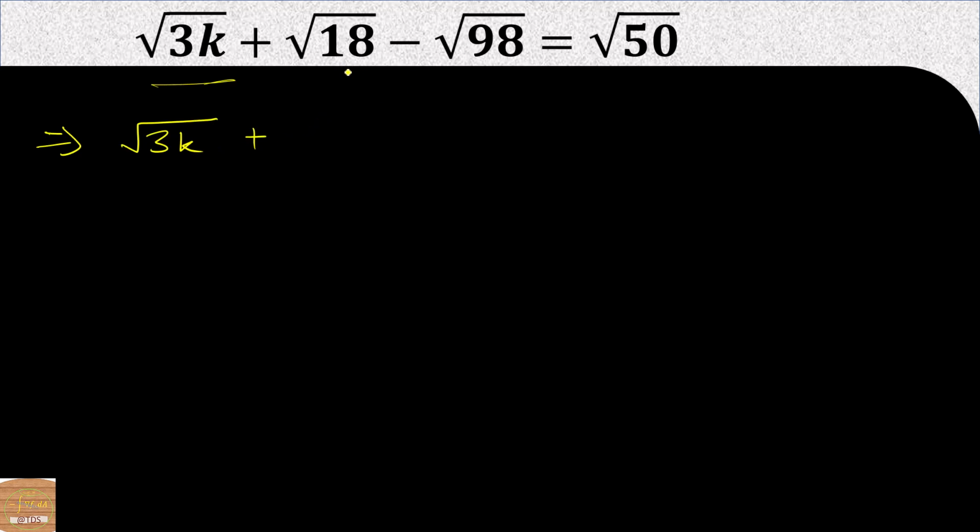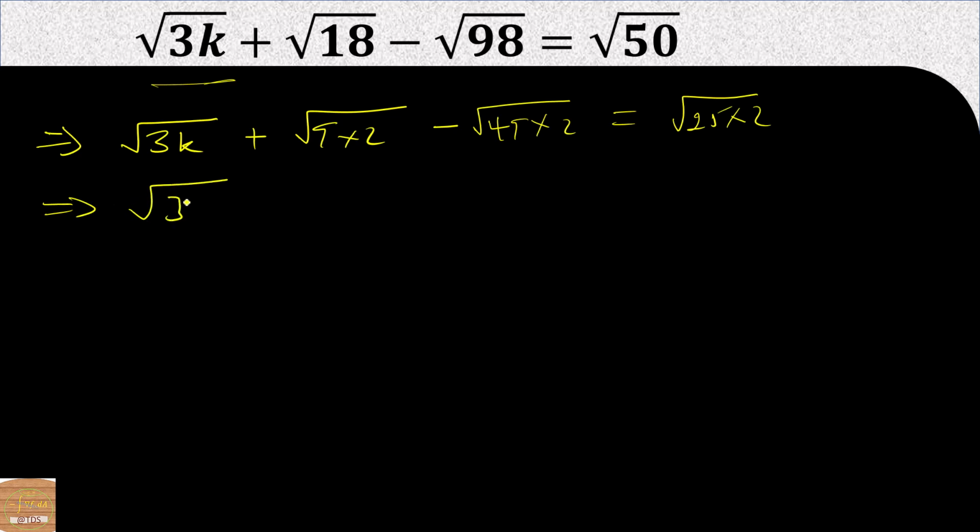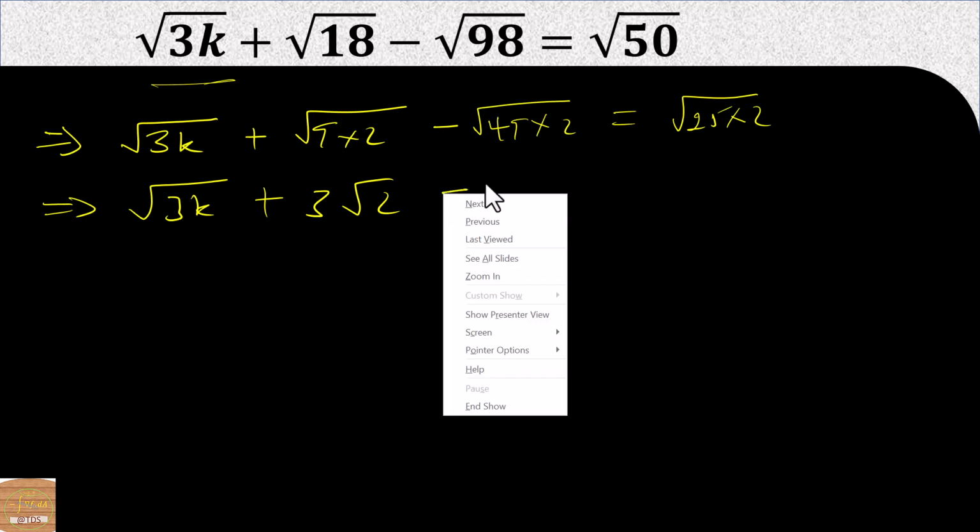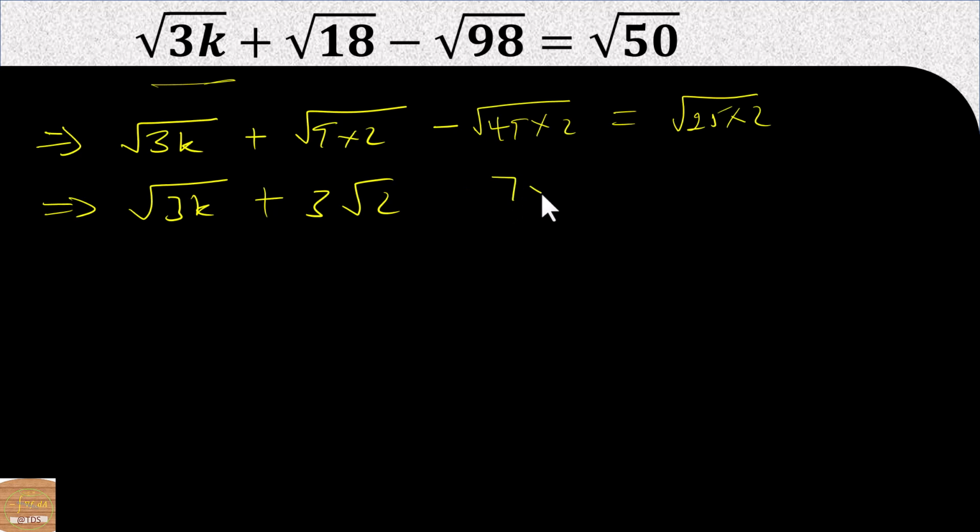So √18, √98 and √50. Okay, so 9 times 2 is 18. Okay, so 49 times 2, and this one will be 25 times 2. So we have this one. So we have 3√2 minus 7√2 equals 5√2.